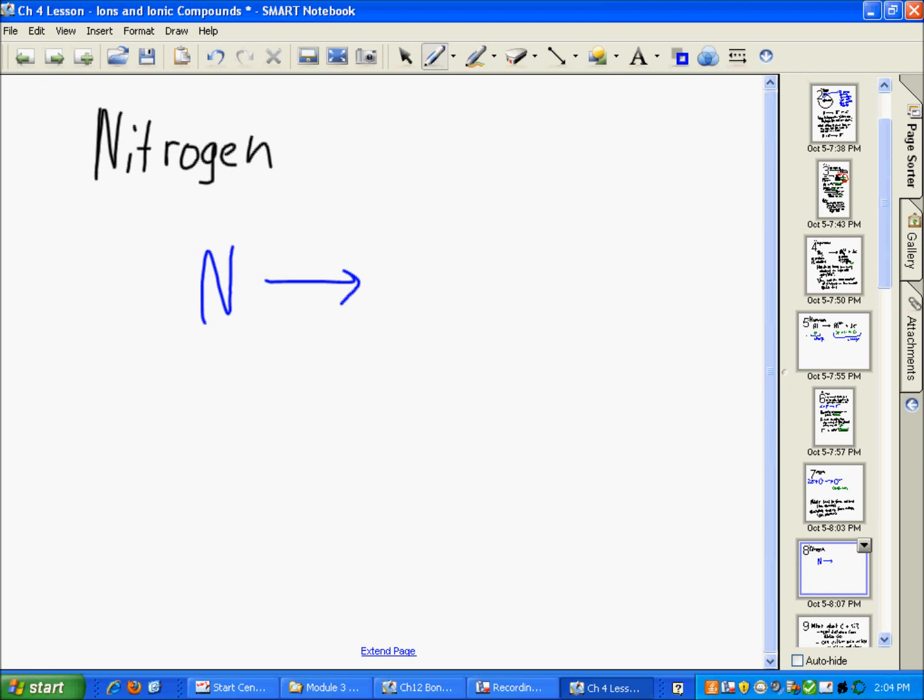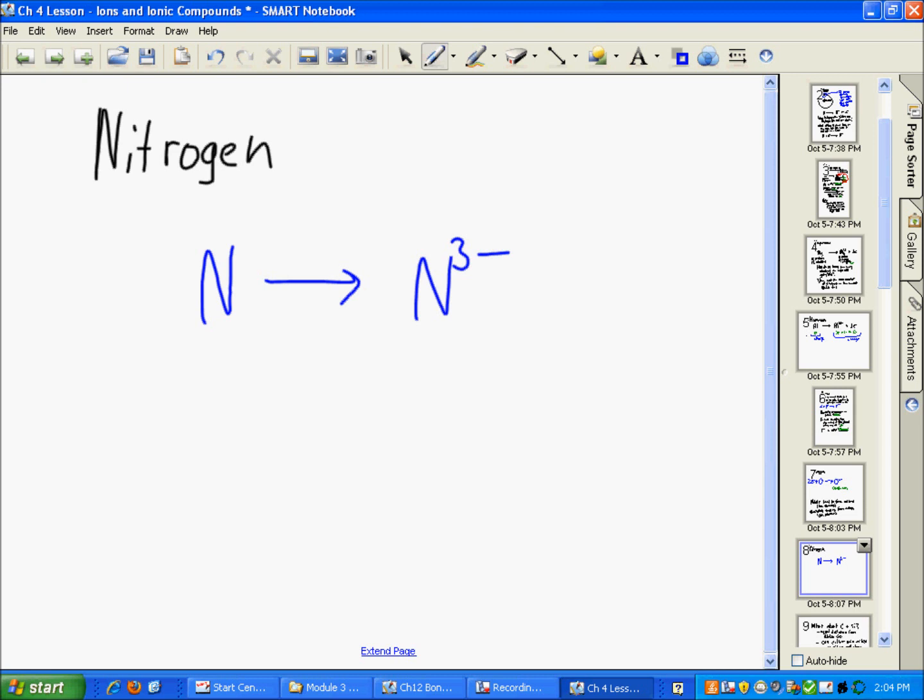So what would the charge on the nitrogen ion be? The ion that you make from nitrogen? It would be adding 3 negative charges, because you're going to the right, going from 7 electrons to 10 electrons. So you're adding 3 negative charges. So the ion that you get from nitrogen will have a 3 negative charge.